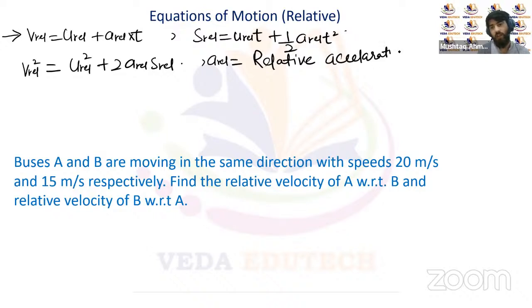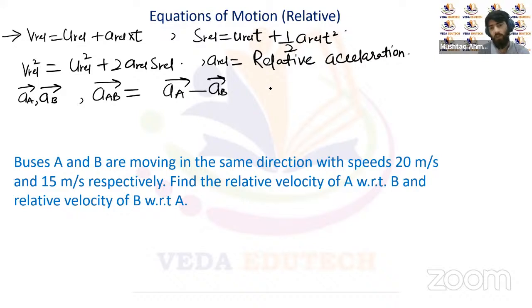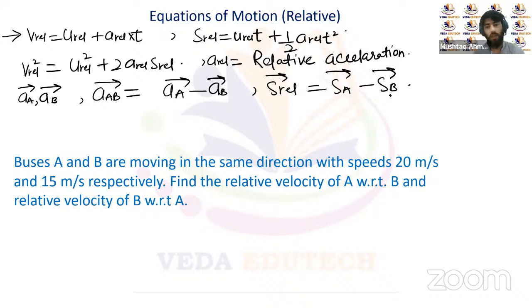And how will we define the relative acceleration? Suppose A is moving with acceleration a_A, and B is moving with acceleration a_B. Then the relative acceleration will be the acceleration of A with respect to B, that is acceleration of A minus acceleration of B. And similarly, the relative displacement will be the displacement of A minus displacement of B. So that will be the relative displacement and the relative acceleration.